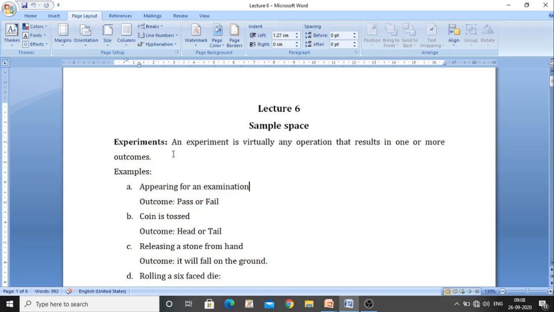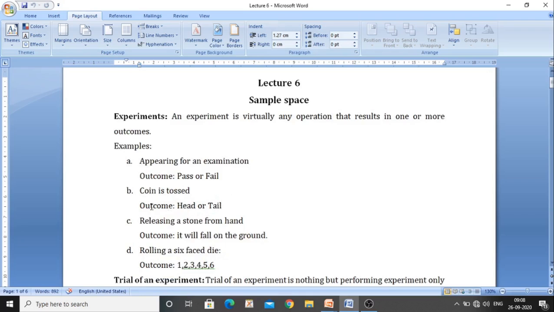So here in statistics, an experiment is virtually any operation that results in one or more outcomes. Whatever activity you are doing that results either in one outcome or more than one outcome, means result, it is called an experiment. These are activities that we can see. For example, appearing for an examination. To appear for an examination is an activity, so the outcomes of that experiment are either you will pass or you will fail. Those are called the outcomes.